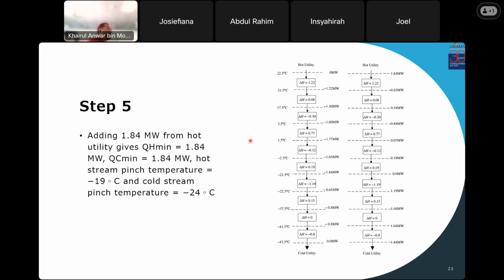Adding 1.84 hot utility gives QH min equal to 1.84. QC min equal to 1.0. Similarly, 1.84 as well. Although the pinch is at negative 21.5. Hot stream pinch temperature is negative 19. Cold stream pinch temperature is negative.